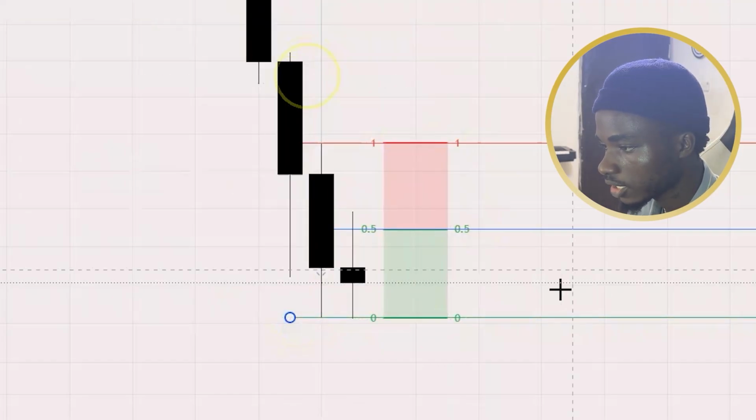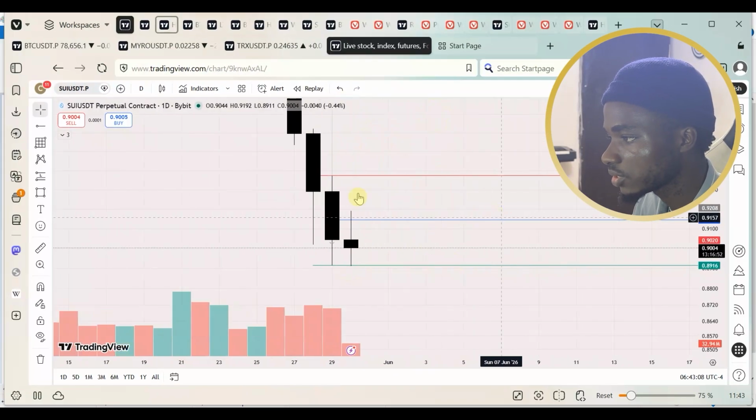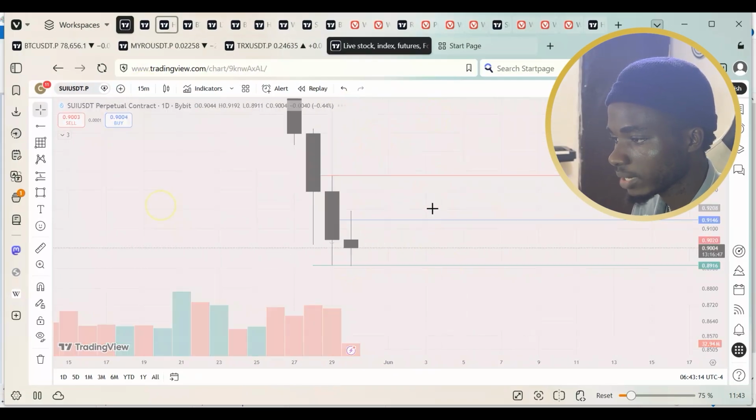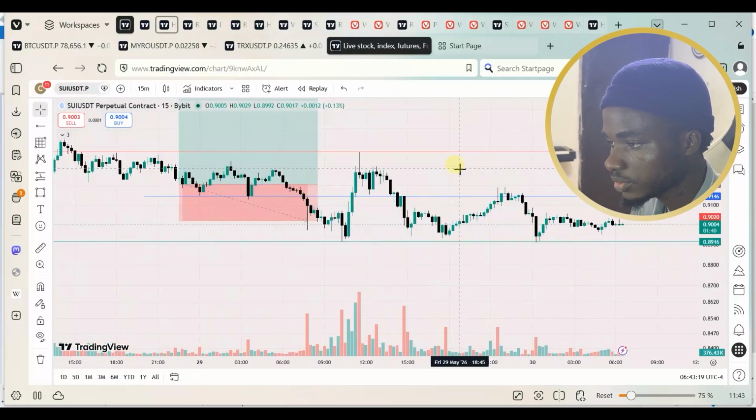So once you have done that, you can actually take this off because it was just to give us the equilibrium level. So I can now go straight to my 15 minutes time frame, find my entry. So what am I looking for? I'm looking for a market structure shift after liquidity has been swept.